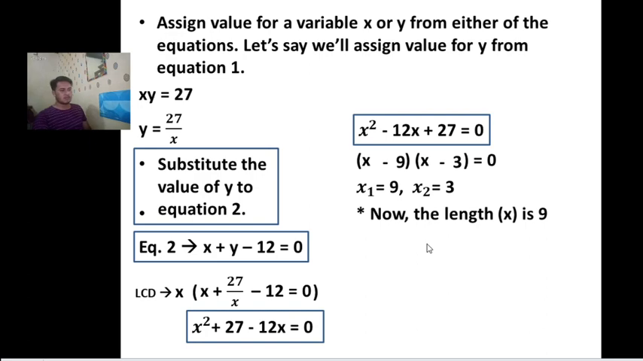Now, we will solve for the width that is represented by y. So we have y equals 27 over x. And this is our equation for y. Next, we'll substitute the value of the known quantity, which is x. So we have y equals 27 over 9, and y equals 3.